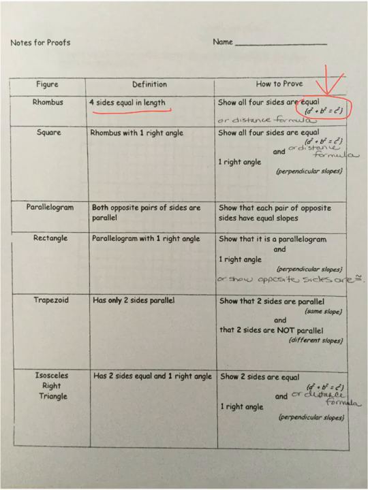With regard to the square, you need to show that it's a rhombus, so all four sides congruent with one right angle. And in order to do that, you need to show that you have perpendicular slopes. So to show that four sides are equal, it's one or the other, Pythagorean theorem or the distance formula. In a parallelogram, you need to show opposite pairs of sides are parallel, or you can show that opposite sides are congruent. You have a choice.